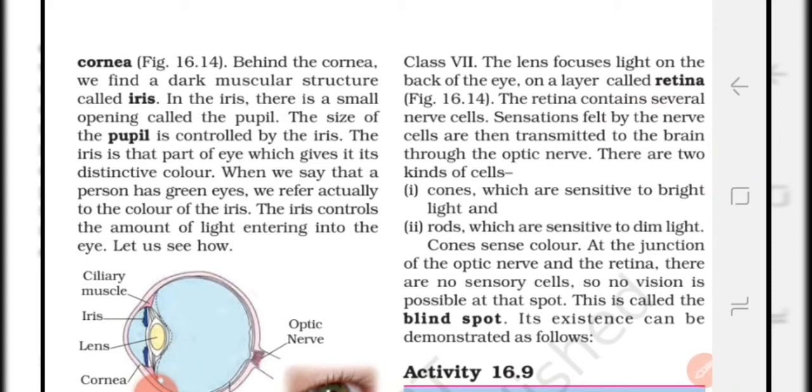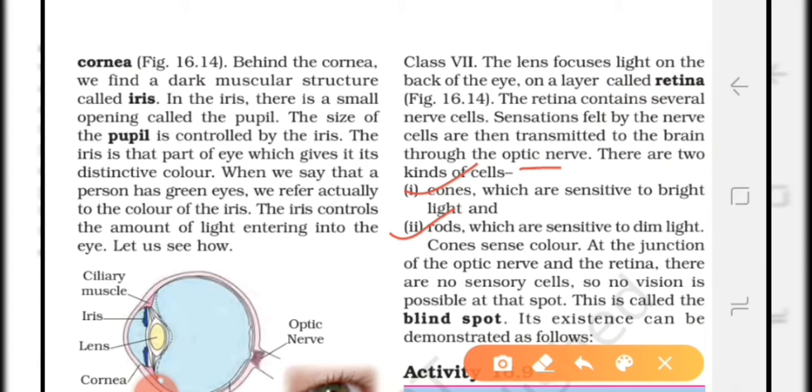The retina acts as a screen for image formation, and the retina is made up of several types of nerve cells. The sensation felt by a nerve cell is then transmitted to the brain through the optic nerve. The retina is made up of two types of cells, cone cells and rod cells. Cone cells are sensitive to bright light and rod cells are sensitive to dim light.